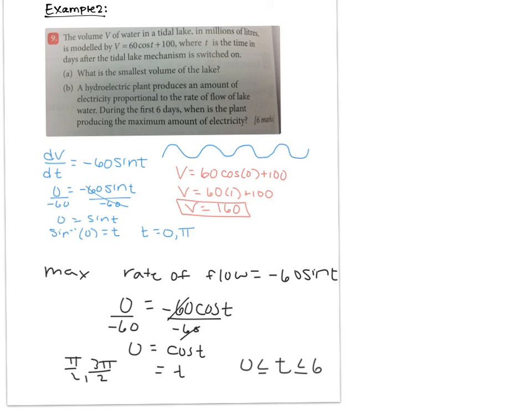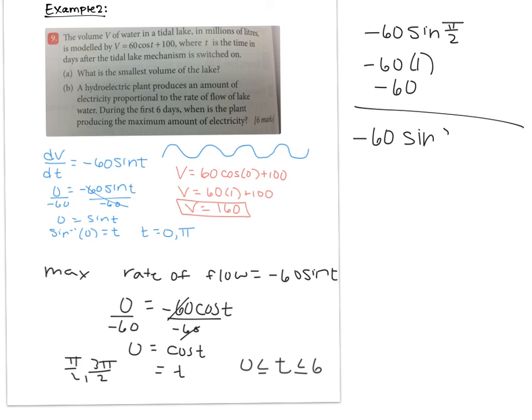So negative 60 times sine of pi over 2. We know that sine of pi over 2 is 1, so that gives us negative 60 as our rate of flow. So that's losing water, right? Then we're going to check 3 pi over 2. Sine of 3 pi over 2 is negative 1, so that gives us positive 60. That's a positive rate of flow, gaining water.